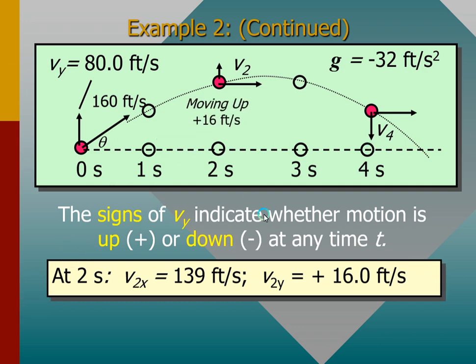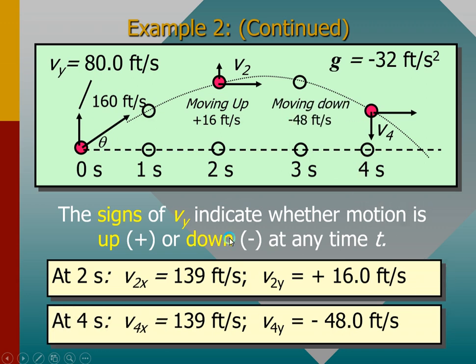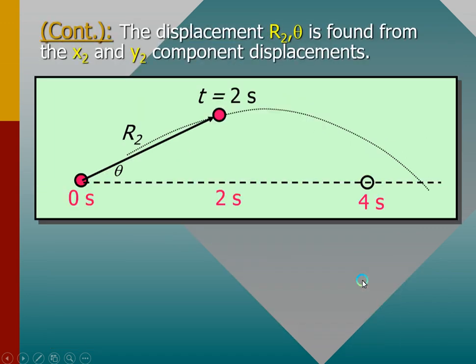So the signs of Vy indicate whether motion is up or down at any time value t. Okay? So, sa 2 seconds, amo na natin yung mga values nga nakuha. 139 feet, so constant man na. Then, 16 feet per second. For 4 seconds, we have still the same nga values ang ating x component, but your y component is already negative 48 feet per second. Okay, so kaon natin ang the displacement r to theta is found from the x and y component nga displacements.